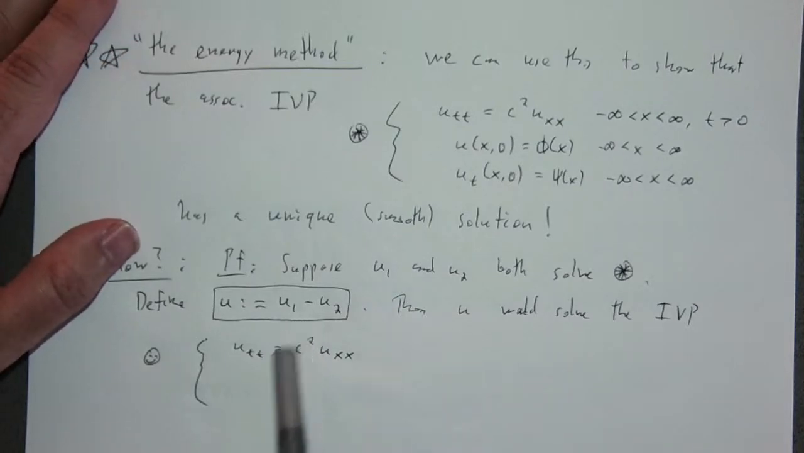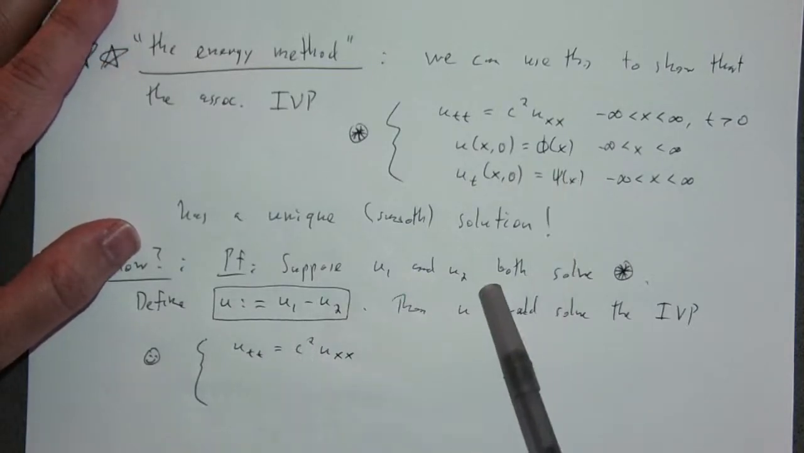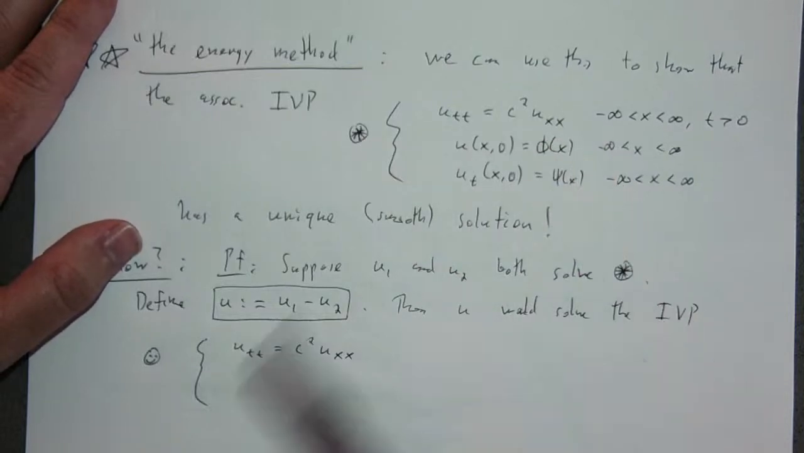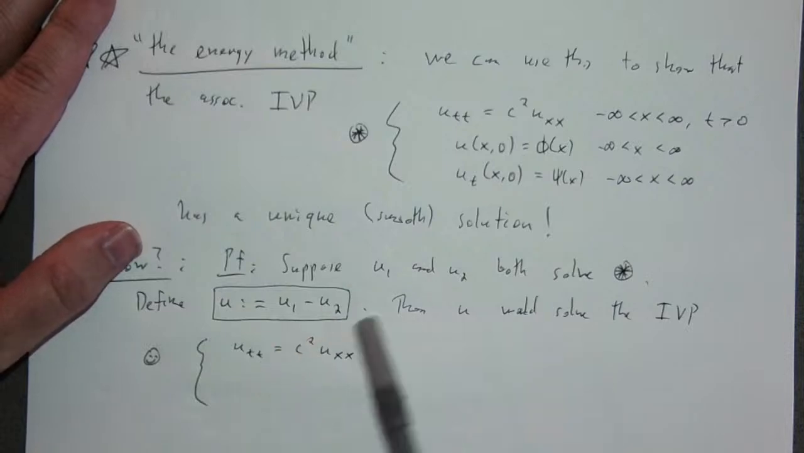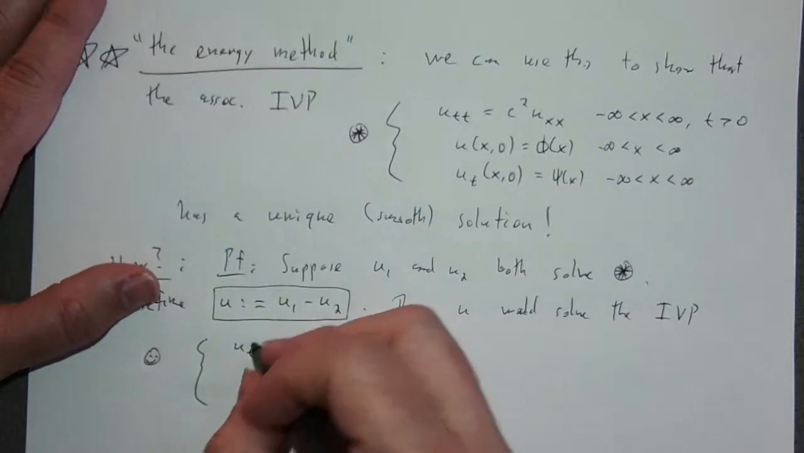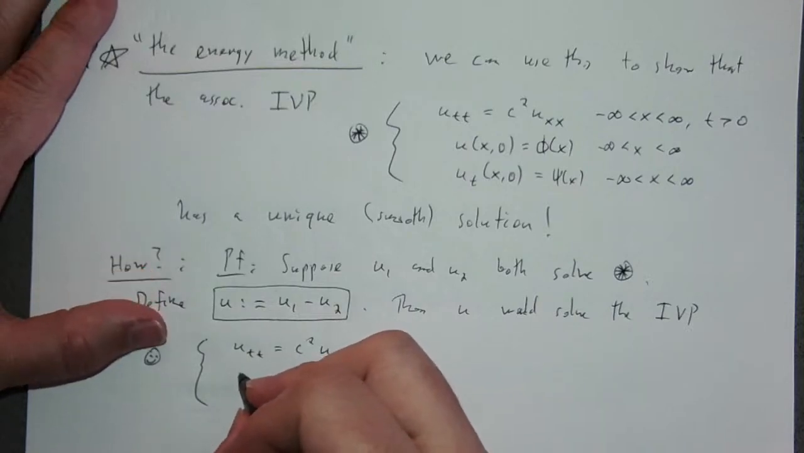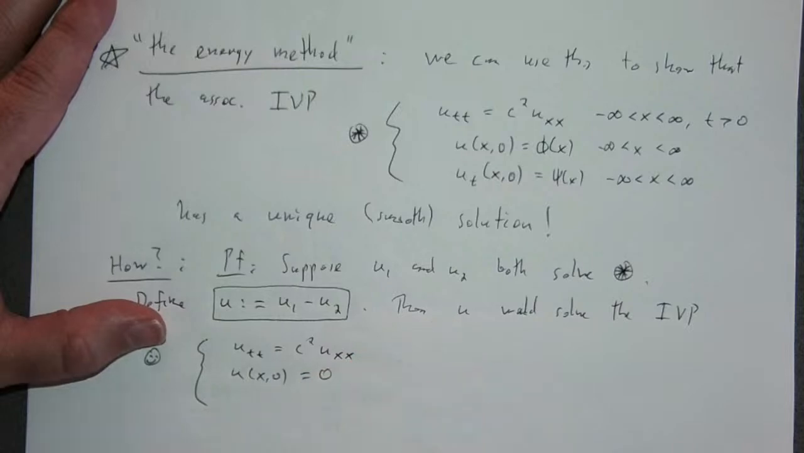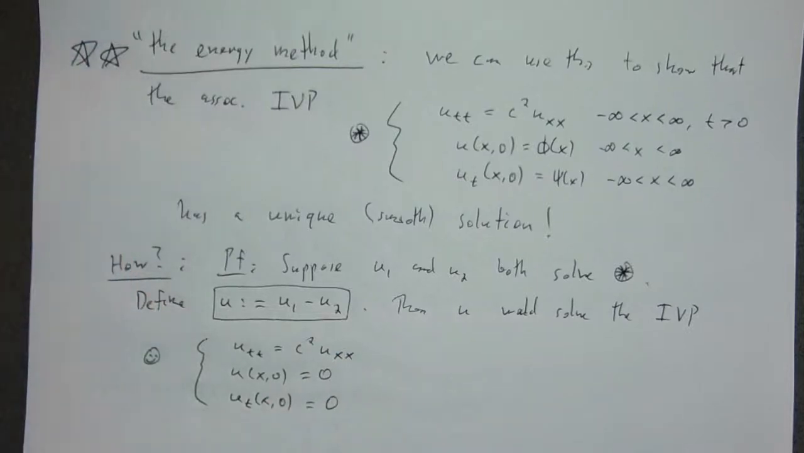But now, what are my initial conditions? Since both u sub 1 and u sub 2 solve asterisk, both of them have initial conditions phi and psi respectively, then their difference is going to have 0 initial conditions. So this is going to have initial displacement 0 and initial velocity 0. Okay.